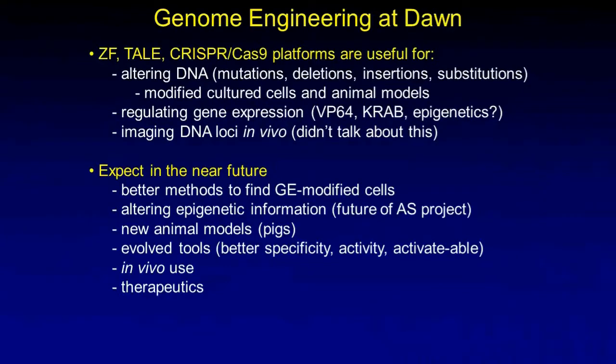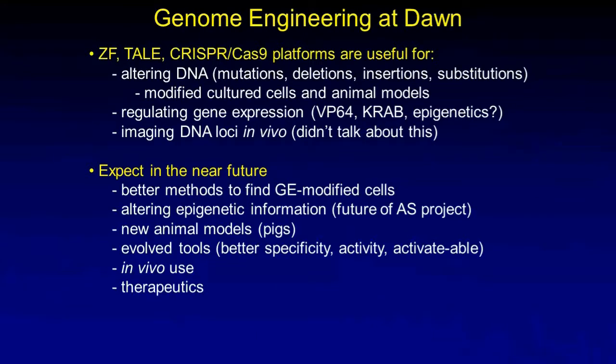But for now, I would just like to close and say that I've talked about zinc fingers, TALs, and CRISPR platforms that are useful for altering DNA sequences with mutations, deletions, insertions, and substitutions. I've talked about regulating gene expression with activation and repression domains. And something that we're starting to see happen more now is actually altering other types of epigenetic information, such as DNA methylation and histone acetylation. And I didn't get a chance to talk about the use of these technologies in imaging, but there's a lot of other kinds of application areas.